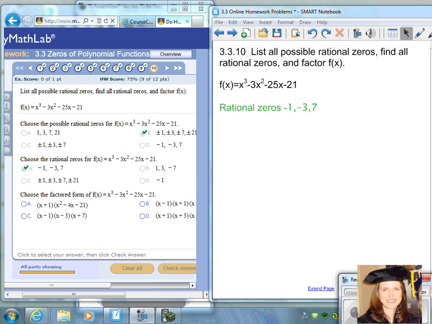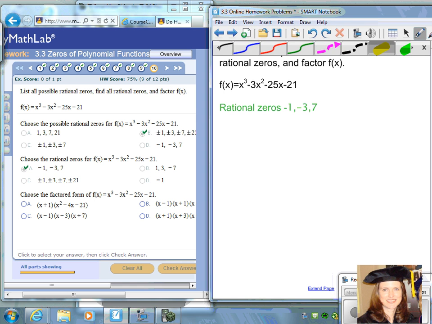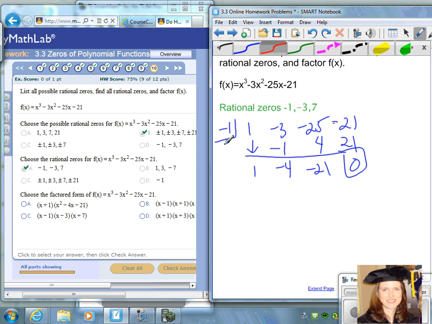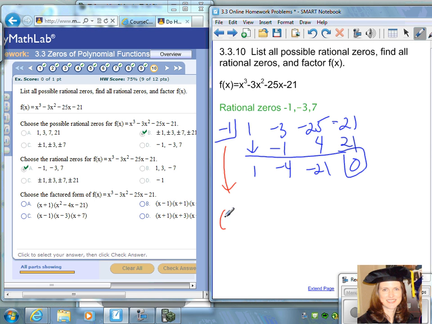Now for the last part of this, we're asked to choose the factored form. You have already found that the rational zeros are negative 1, negative 3, and 7. What you can do is with the synthetic division with negative 1, that's going to help you find the factors. When you do the setup here, you get, okay. Now this you can factor. We know negative 1 is a 0. That means x plus 1 is a factor.